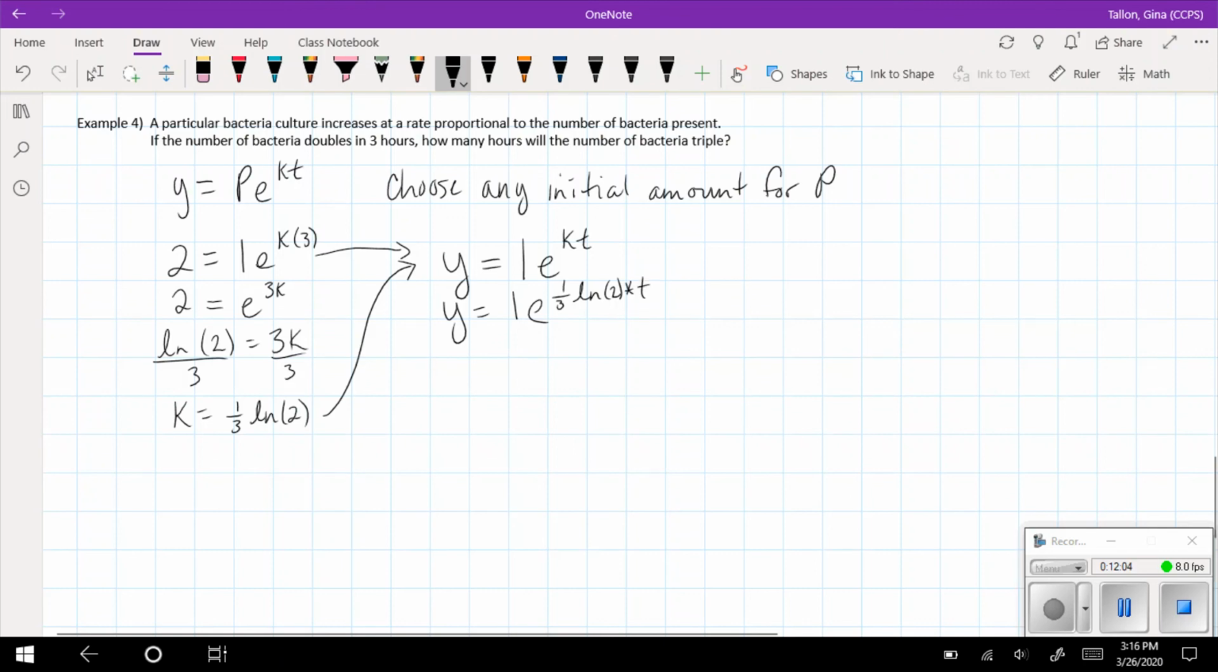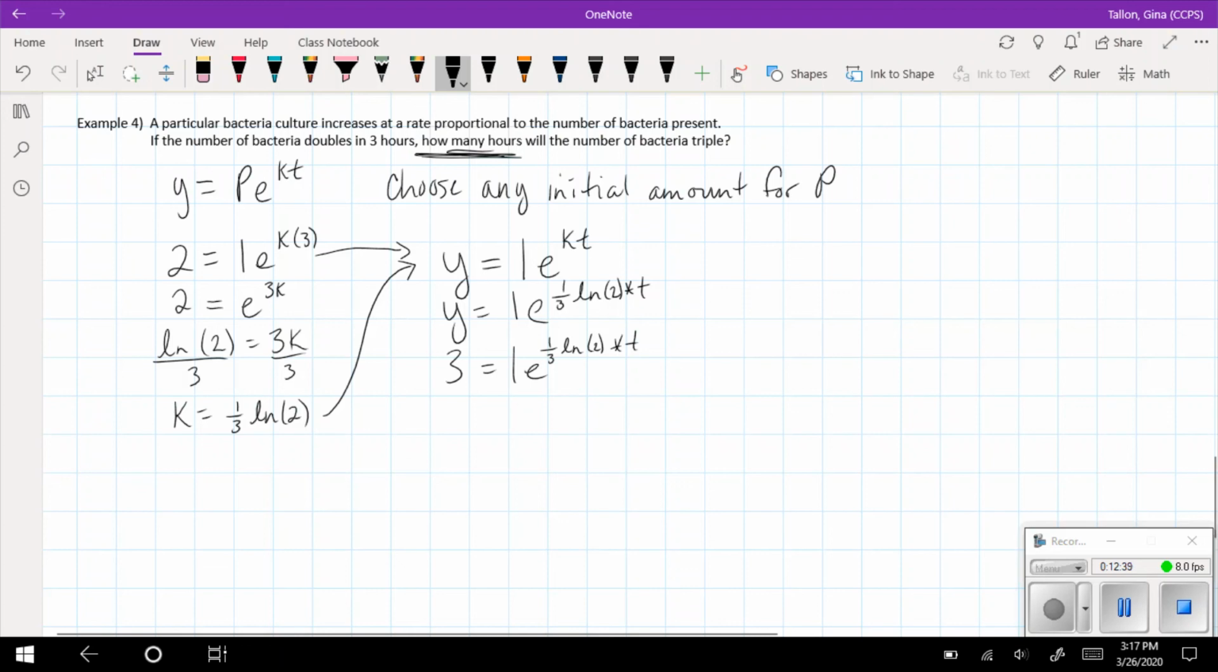Times t. So now I want to know how many hours will the number of bacteria triple. If my initial bacteria is the number 1, then I triple 1, it becomes a 3. So I'm going to put 3 in for the number of bacteria. And I want to know how many hours it is going to take. That means I have to solve for my t, for time. When the question says how many hours, this is a t equals what problem. So this gives me 1/3 natural log of 2 times t. I need to solve for t.